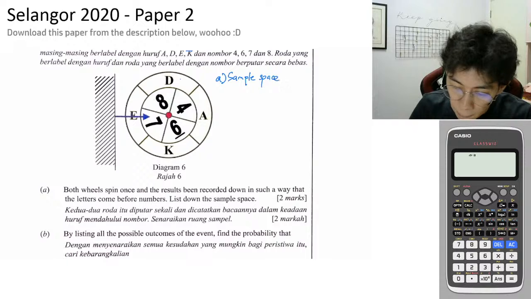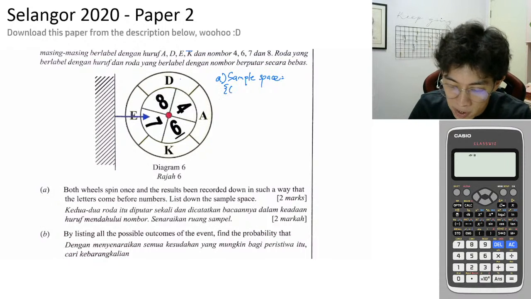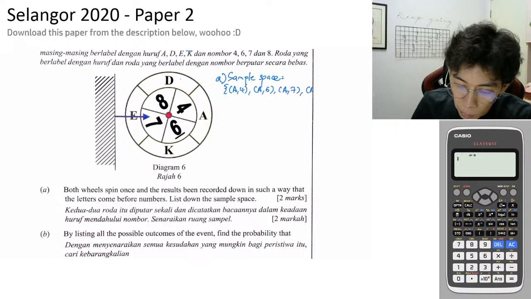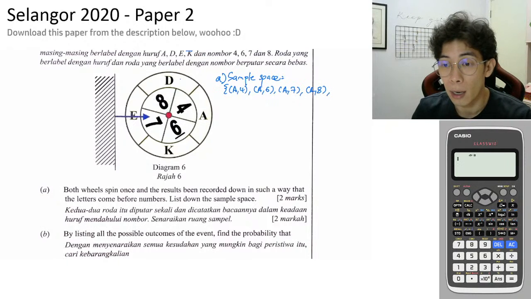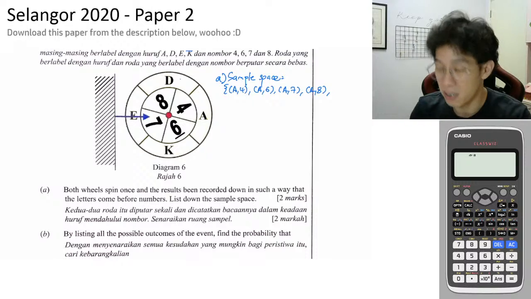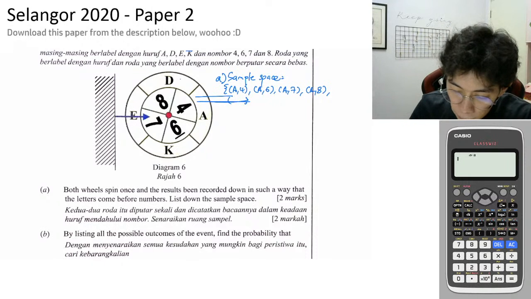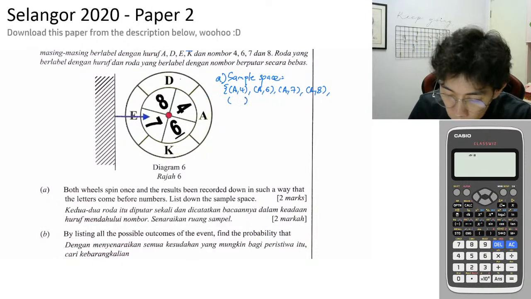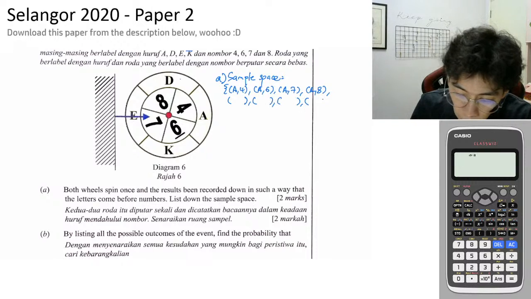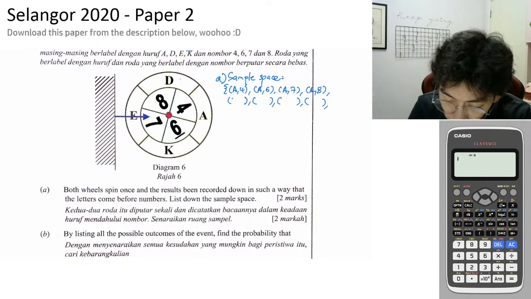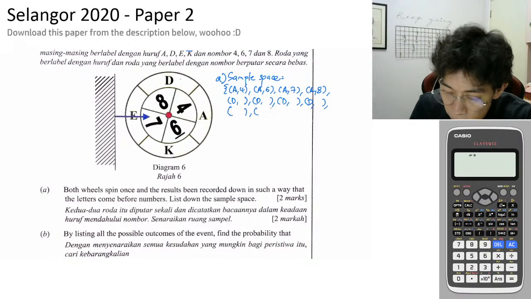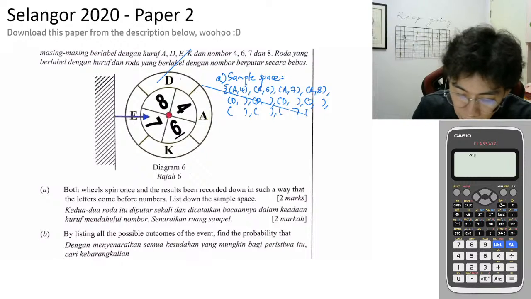Okay. So sample space, open bracket. Let's start with A, depends on you. You want to start with E also can. So A with 4, A with 6, A with 7, then A with 8. Okay, everyone, for me I personally prefer this. You see, I write all the A first, then the next column I put all the D. Then after that the next one put all the K, so it will be easier for me to select my answer.